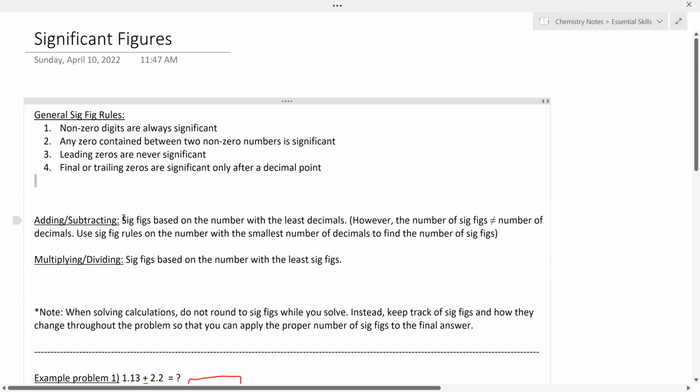Adding and subtracting, use the sig figs for the number with the least decimals, but the sig figs are based on the number itself, not the number of decimals. And then multiplying and dividing is based on the number with the least sig figs. Just remember, as we just went over, when you're doing your calculations, do not round to sig figs till the end, and keep track of them. Keep track of how they change. Okay, that's it for significant figures.